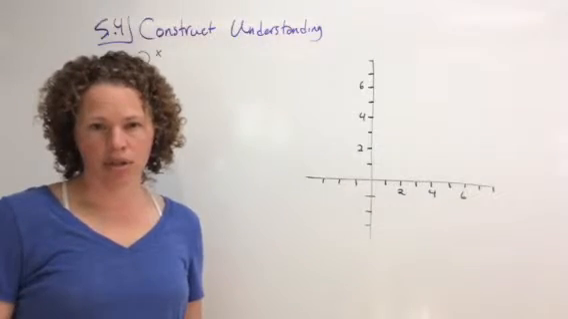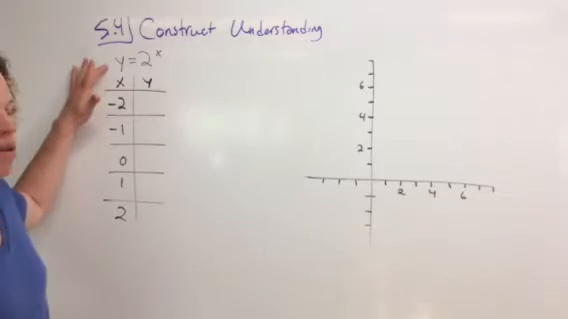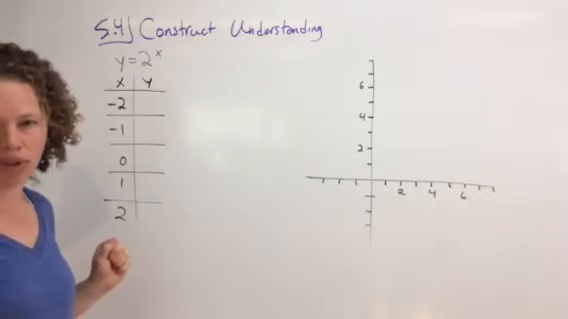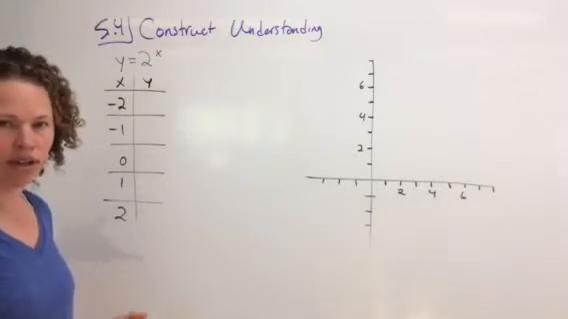Construct Understanding wants us to create a graph. So the first thing they want us to do is take y equals 2 to the power of x and make some points for it. So we're just going to plug x into 2 to the power of and figure it out.